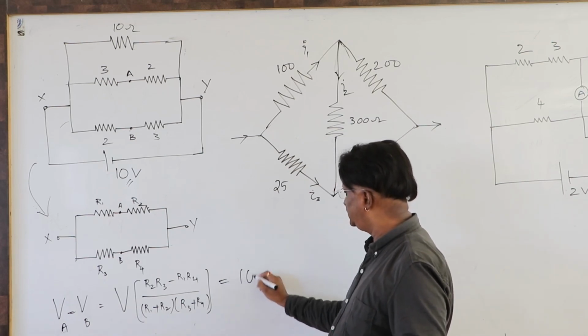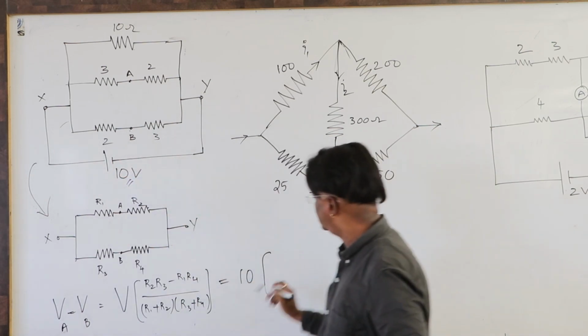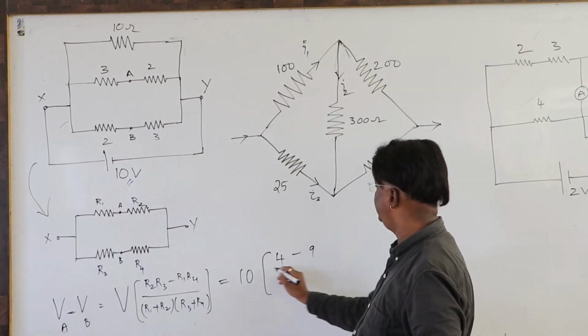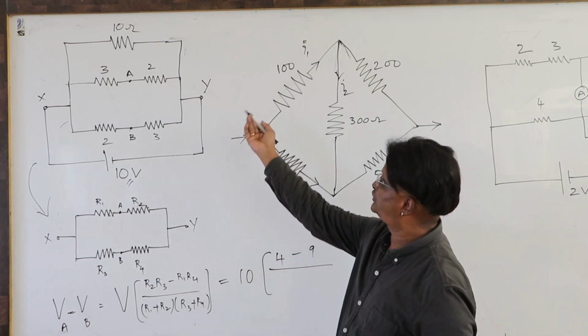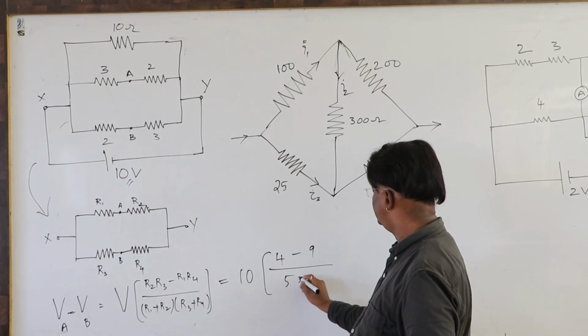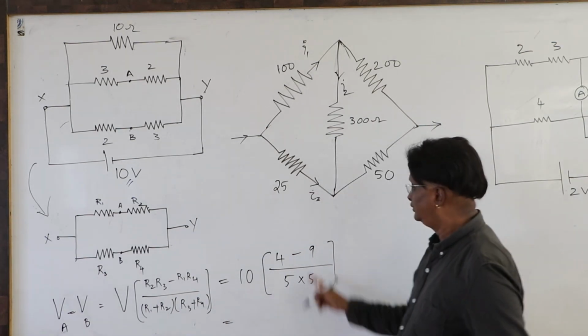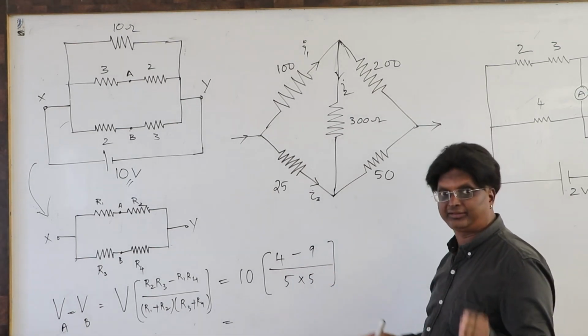Now a small substitution. The total volts are 10. What is R2 R3? 2 times 2, right? 4, minus 3 times 3, 9, divided by (R1 plus R2) into (R3 plus R4), both are 3 plus 2, so 5 into 5. So here, this is minus 5. Remember, minus is coming and it carries an important point.